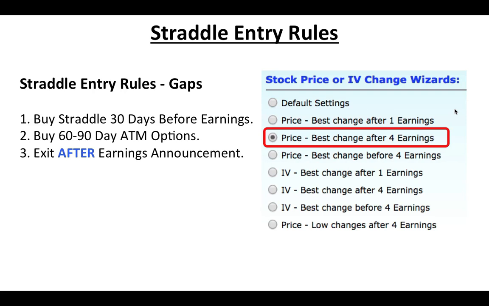So let's make sure we understand how to trade straddles. They're very, very simple. It's really about entering 30 days before the earnings announcement by buying a straddle. You want to do that 30 days before. You want to use 60 to 90 day at the money options. Make sure the strike price is as close to the current stock price upon entry as possible. And then you want to exit after the earnings announcement. Again, after. Play the gap. This is a way to play the gap.